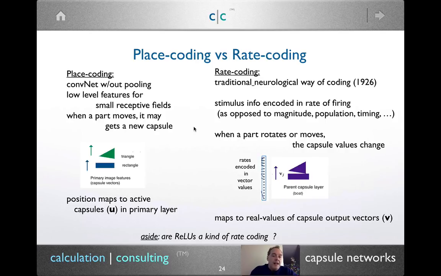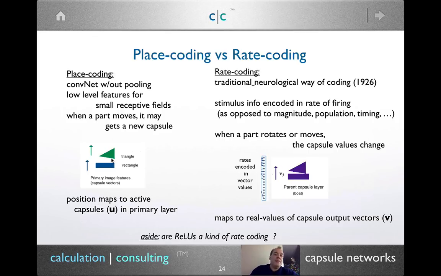Now, Hinton talks about something else which is a little confusing. I want to go through it in some detail. He talks about the difference between place coding and rate coding. What he means by that is that if you look at a convolutional net without pooling, and you look at the low-level features, they represent features for small receptive fields. So imagine you have the flashlight again, and you're pointing the flashlight. When you point it from one area to another, different things will light up in the room. There's your couch, there's your chair, there's your TV. Each of those gets assigned to a separate receptive field.